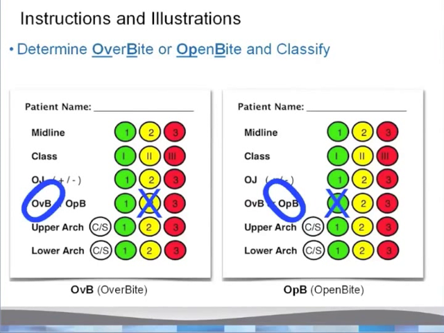So if we look at our fourth line on our series of 6 questions for the template, you're first going to just determine, does this patient have overbite or do they have an open bite? So for overbite, you're going to circle OVB, the abbreviation for overbite. If it's an open bite, you're going to circle OPB for open bite, and then make your classification based upon the millimeters of analysis.